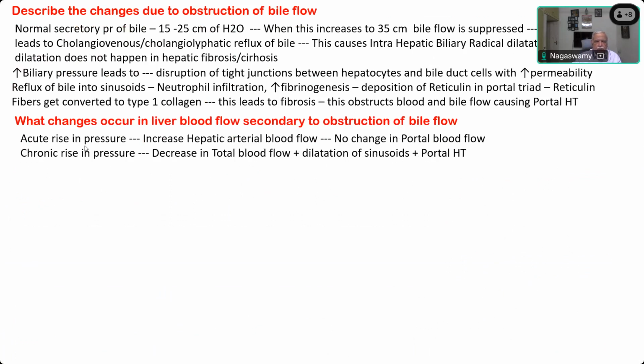So in acute changes like CBD stones, you will not get portal hypertension. Whereas in chronic cases like cirrhosis, carcinoma pancreas or other extraneous conditions, which gradually increase the pressure, that will cause this particular problem. What effects on the renal system can happen in the obstructive jaundice patient?